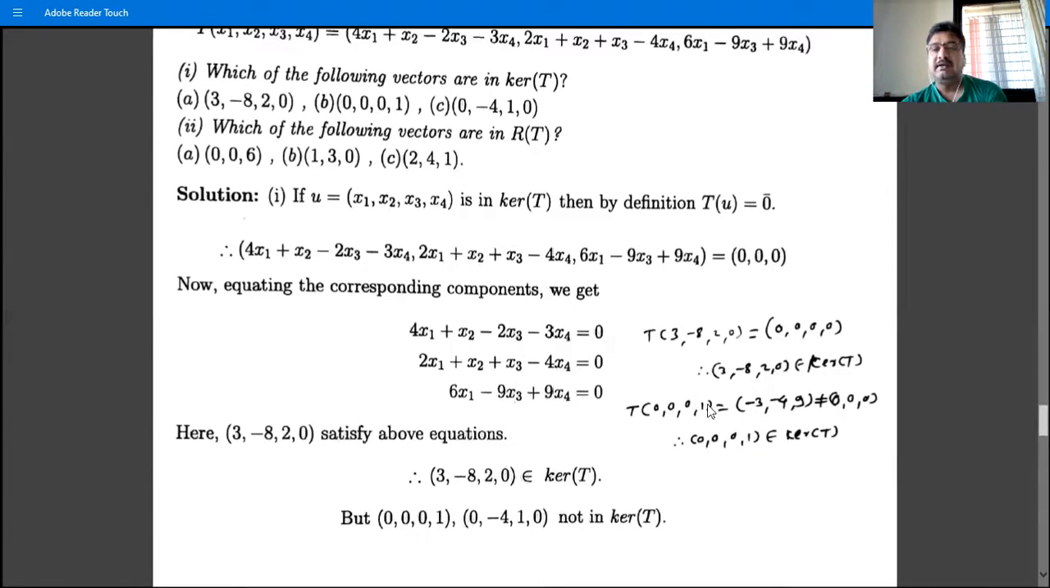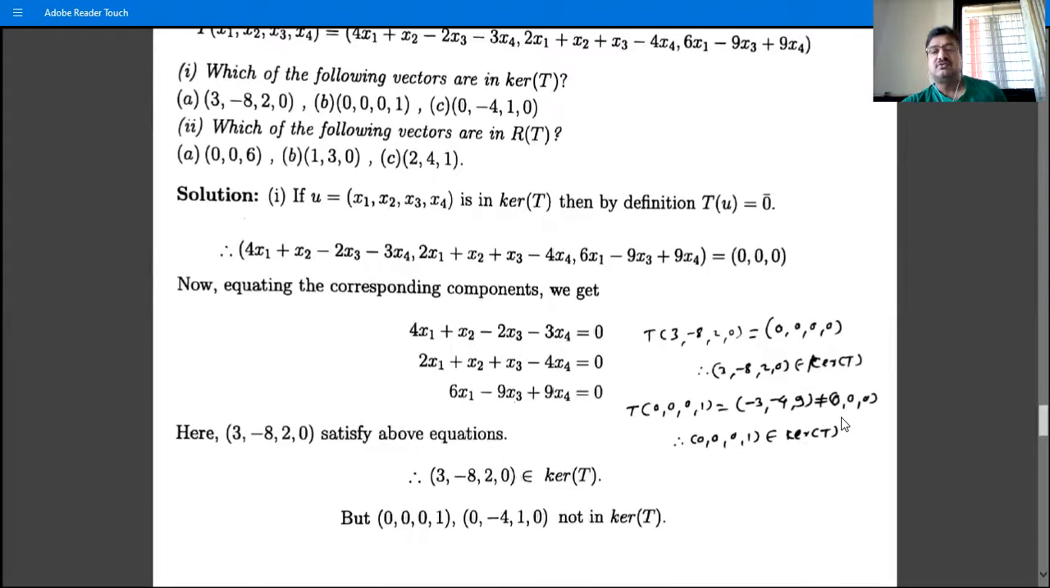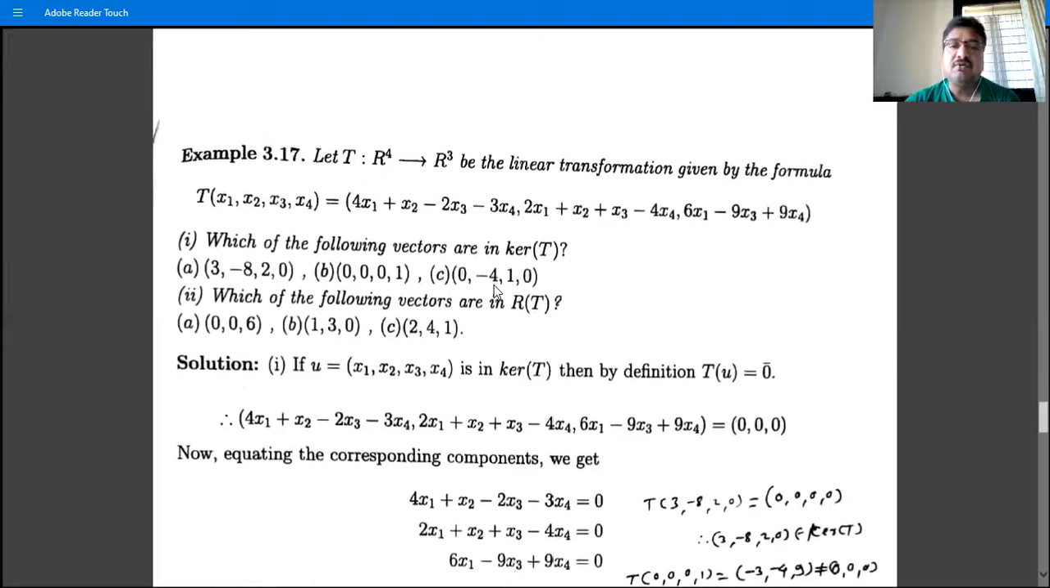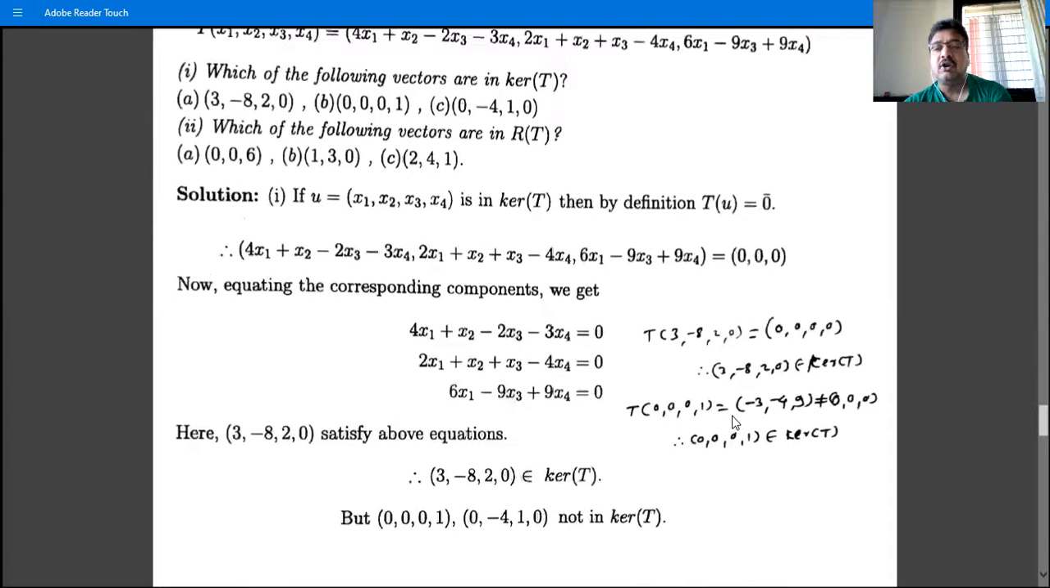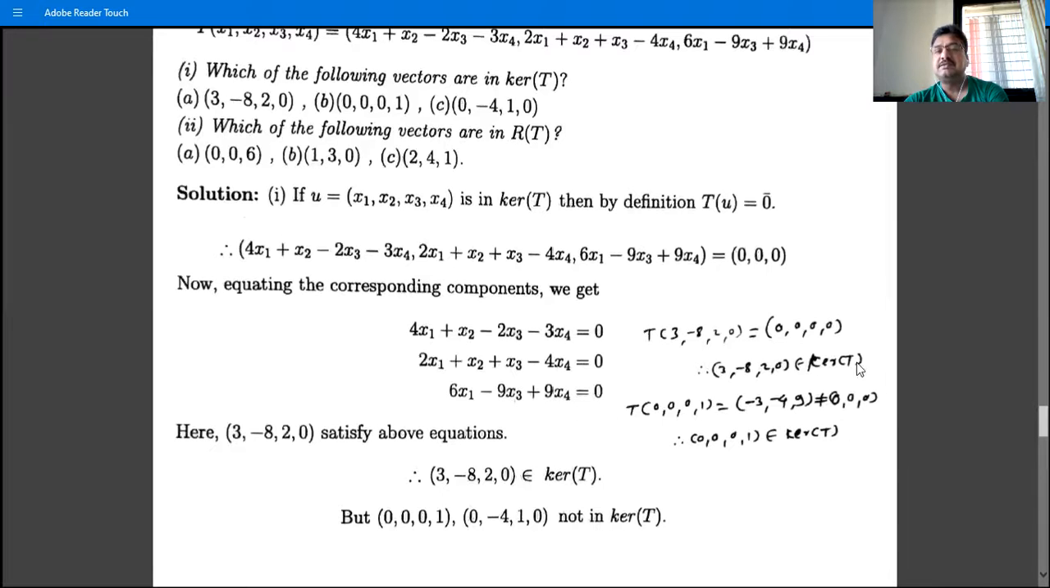Similarly, if you find T of (0, -4, 1, 0) using this formula, that is, substitute x1 as 0, x2 as -4, x3 as 1, and x4 as 0, we again have an answer not equal to 0, 0, 0, and therefore (0, -4, 1, 0) does not belong to the kernel of T. So I think this is a very simple method.